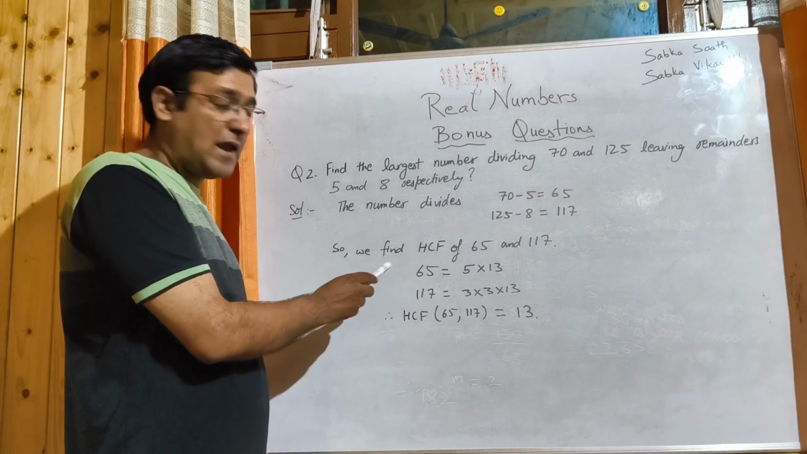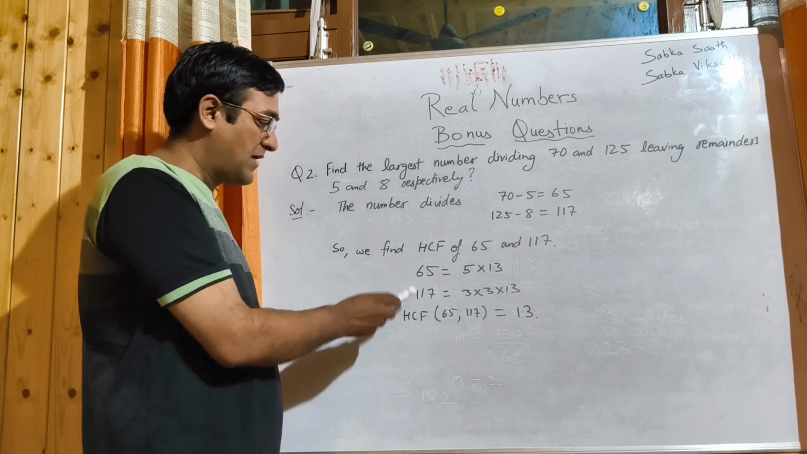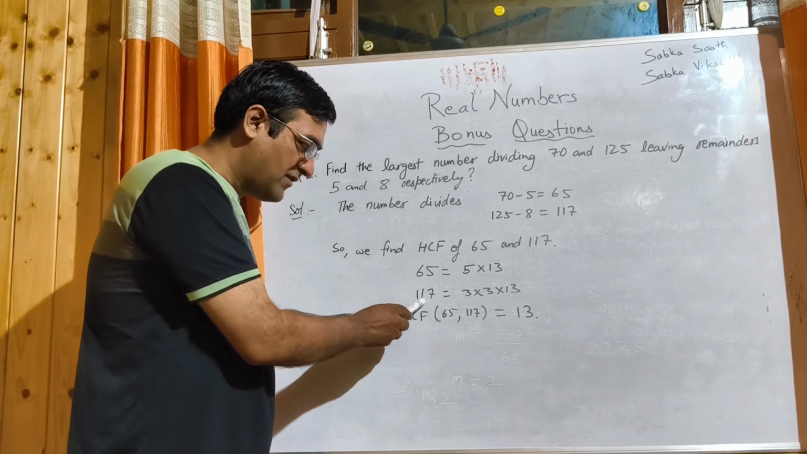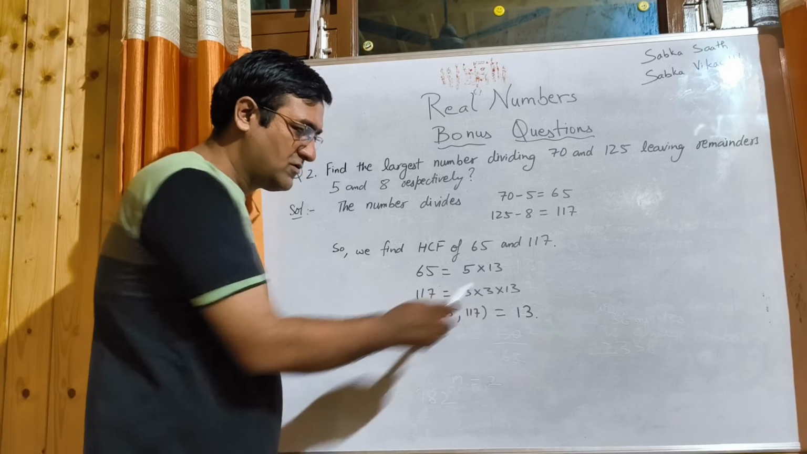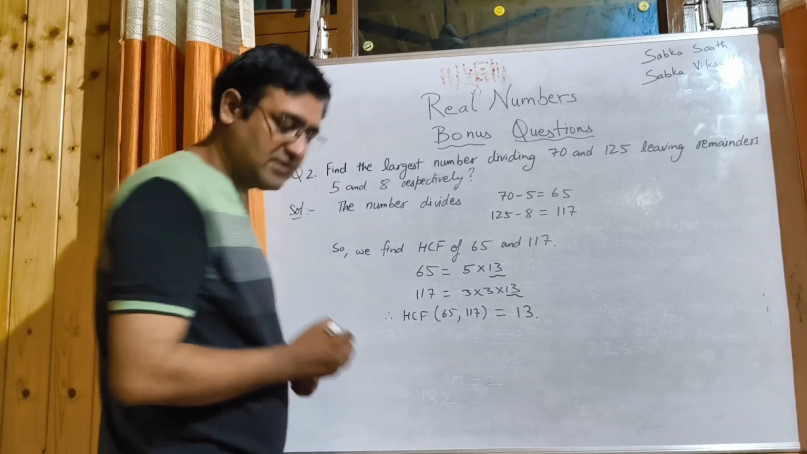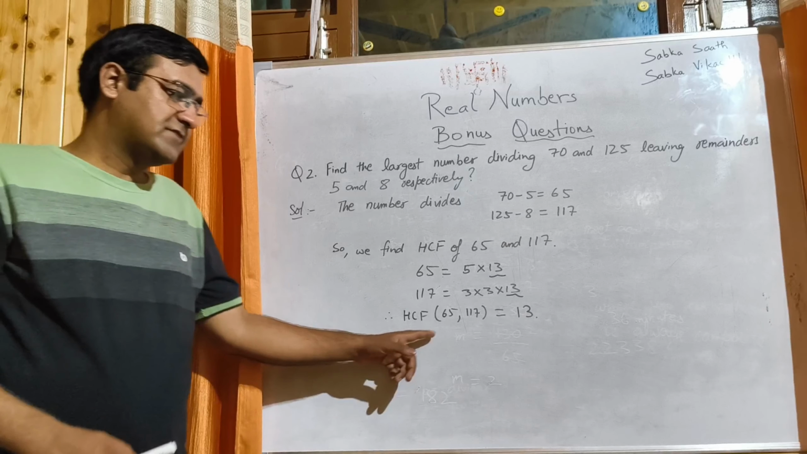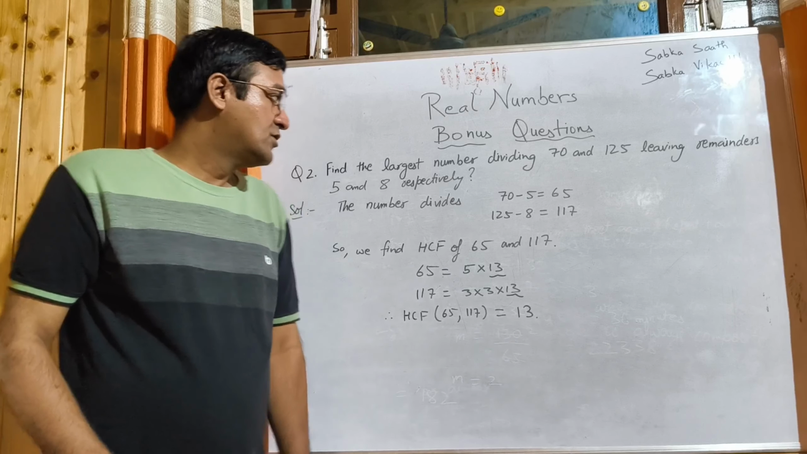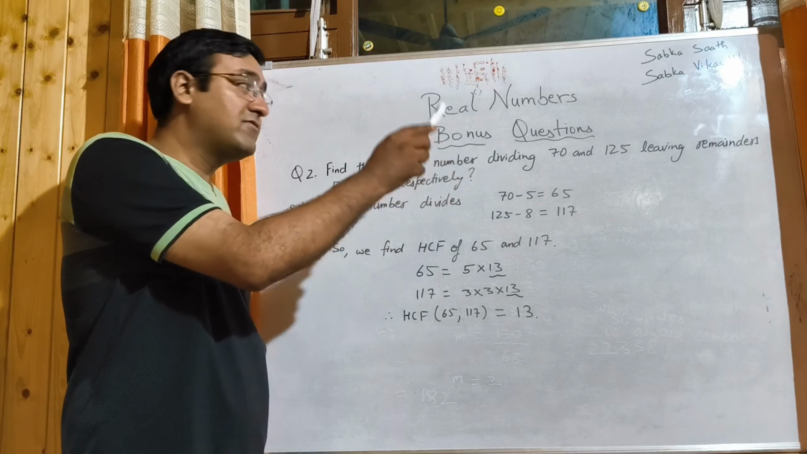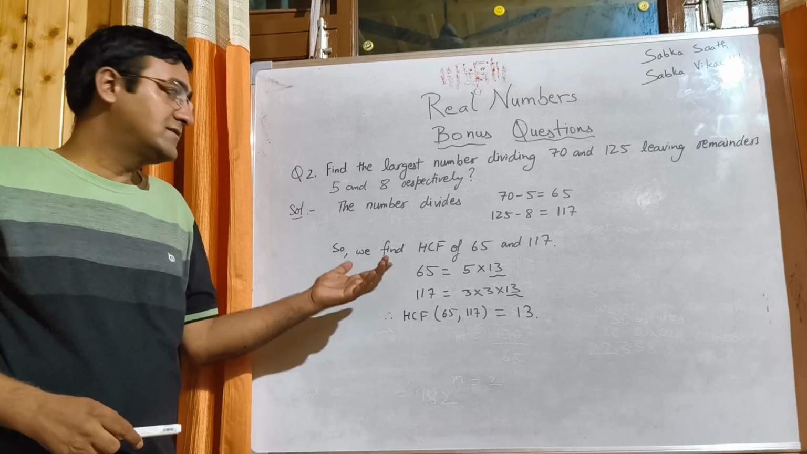So let's find the prime factors of 65 first of all. Prime factors of 65 are 5 into 13. Similarly, prime factors of 117 are 3 into 3 into 13. So as you can see, the common factor here is 13. So the HCF of 65 and 117 is 13. So 13 would be the largest number that would divide 70 and 125, leaving remainders 5 and 8.